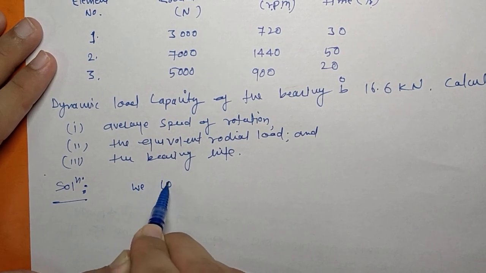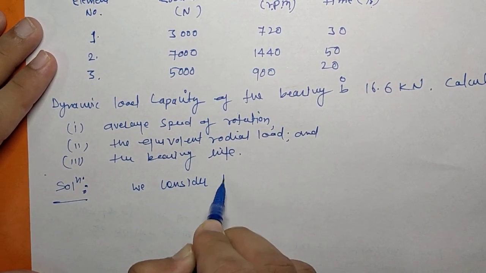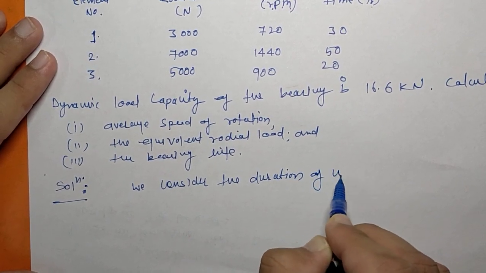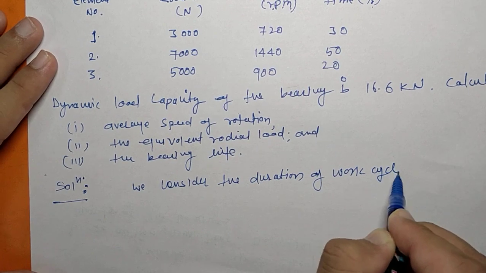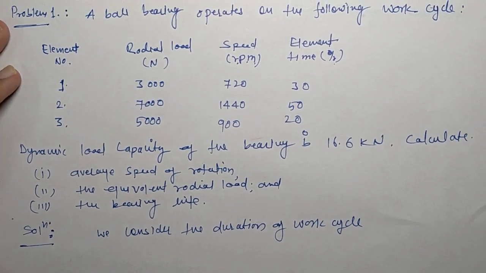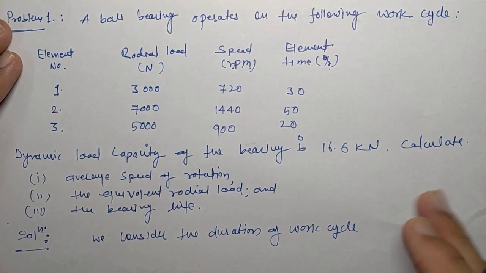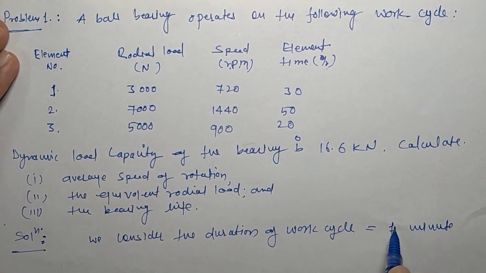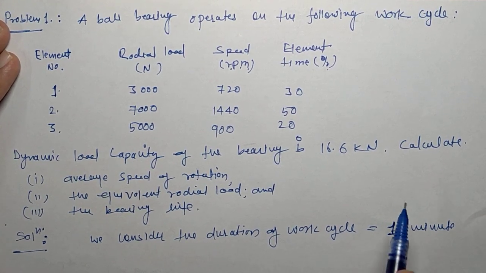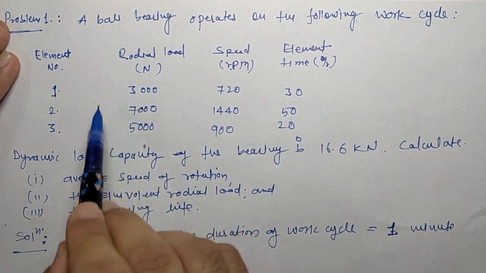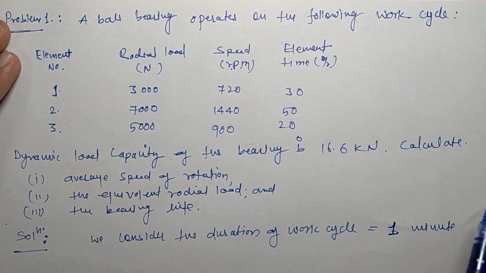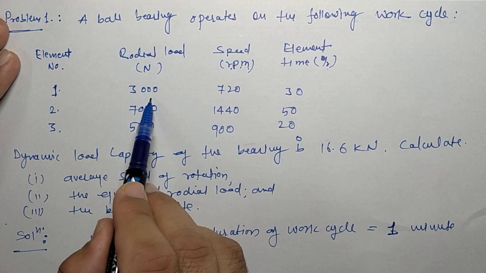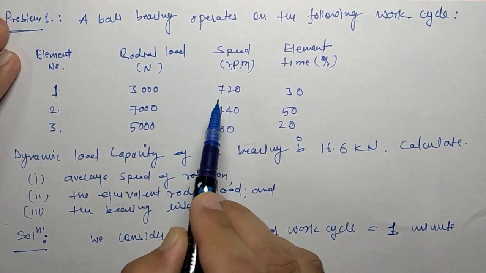In this example we can consider the duration of the work cycle as 1 minute. After 1 minute the same situation will be repeated. So for 30% of 1 minute the load is 3000 Newton and the speed is 720 rpm.